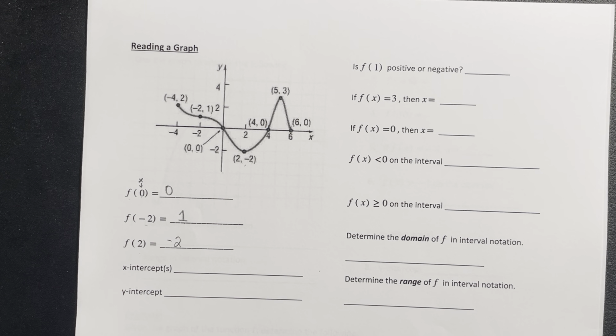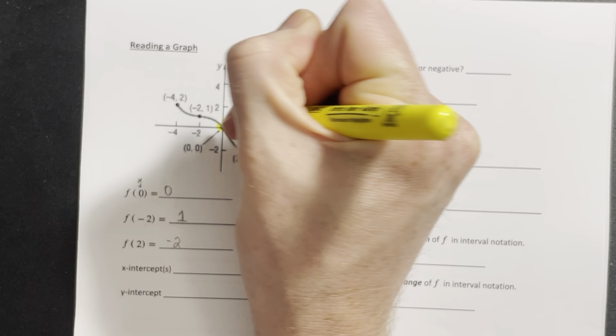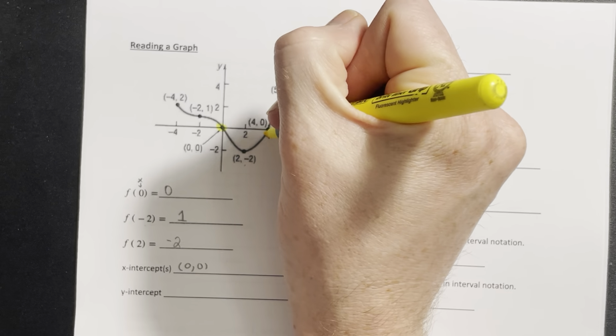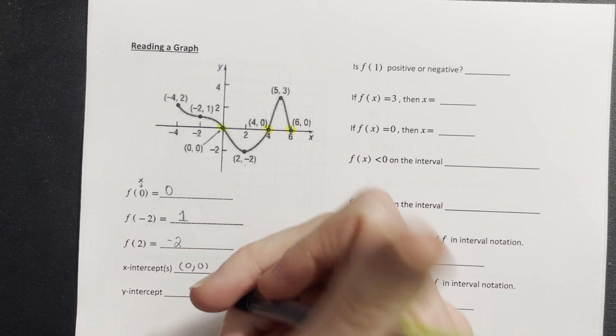X-intercepts are looking at when the graph crosses the x-axis. This graph is crossing the x-axis three times. It happens here at (0, 0). So that's one of the x-intercepts. It happens again at (4, 0) and at (6, 0). So there are 3 x-intercepts.